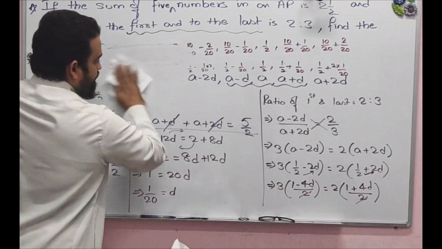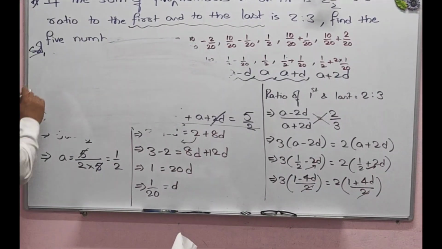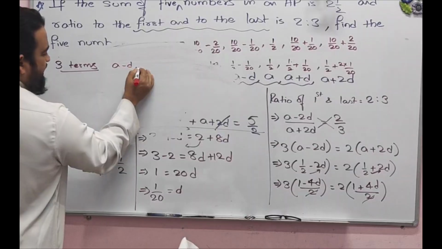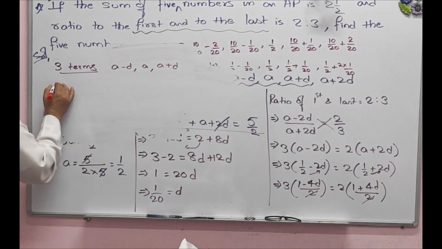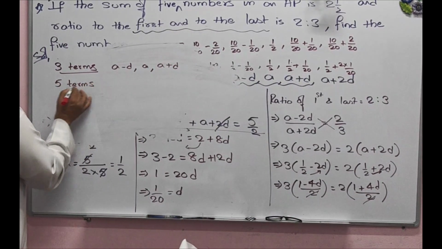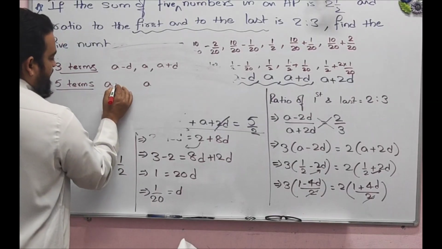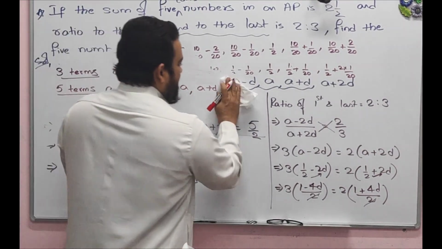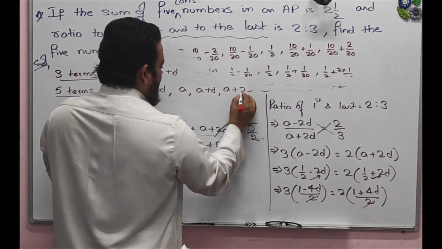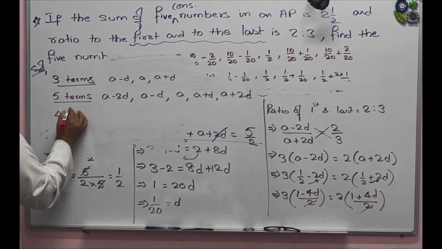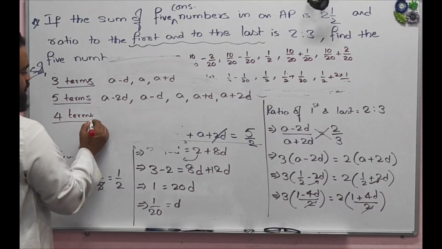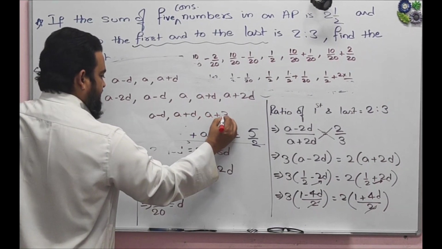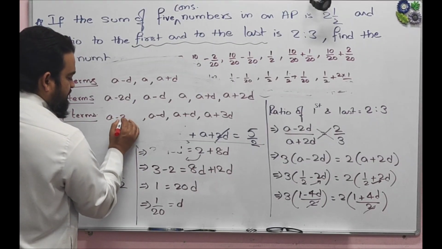Now I'll explain to you. If there are 3 terms, if they say 3 consecutive terms, you have to take a minus d, a, a plus d. And if they say 5 terms, since it is odd, the center will be a. So it will be a minus 2d, a minus d, a, a plus d, and a plus 2d. If they say 4 terms, what do you have to do? a minus 3d, a minus d, a plus d, and a plus 3d.